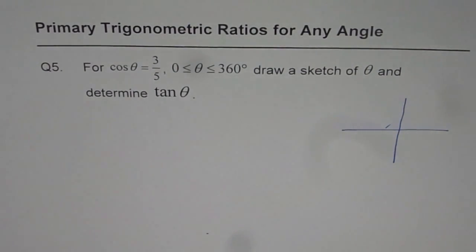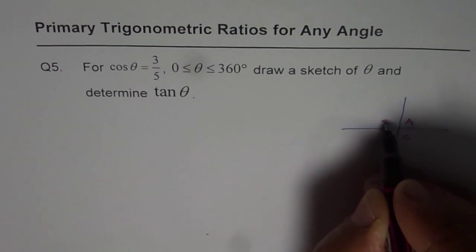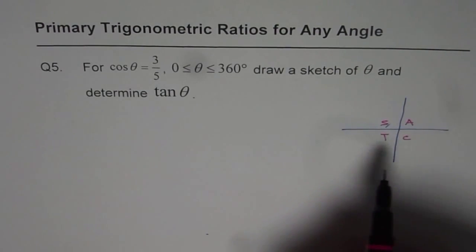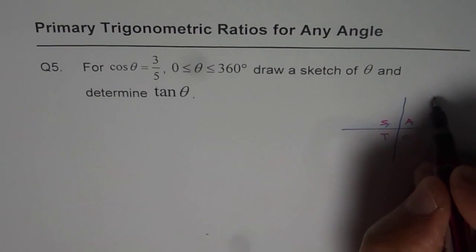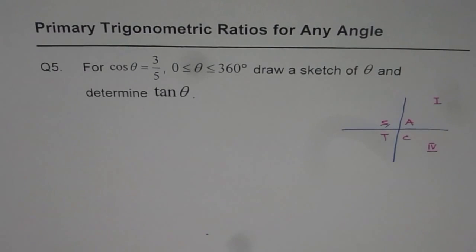So when is cosine positive? Cosine is positive in quadrant 1 and 4. If you remember the CAST rule, let me write down CAST. So cosine is positive in quadrant 1 as well as in quadrant 4. Now knowing this should help you solve the given question.